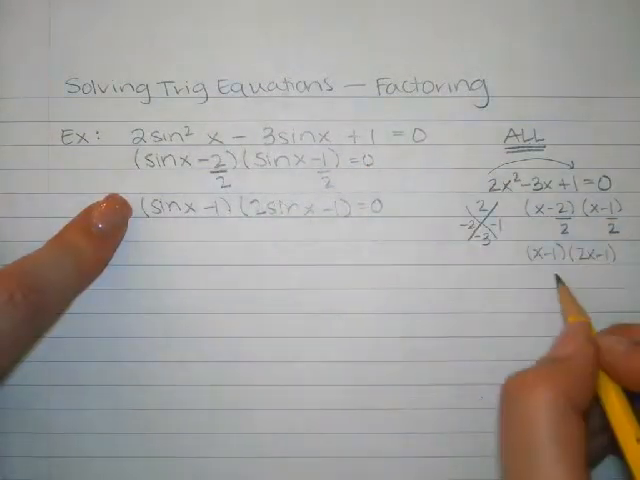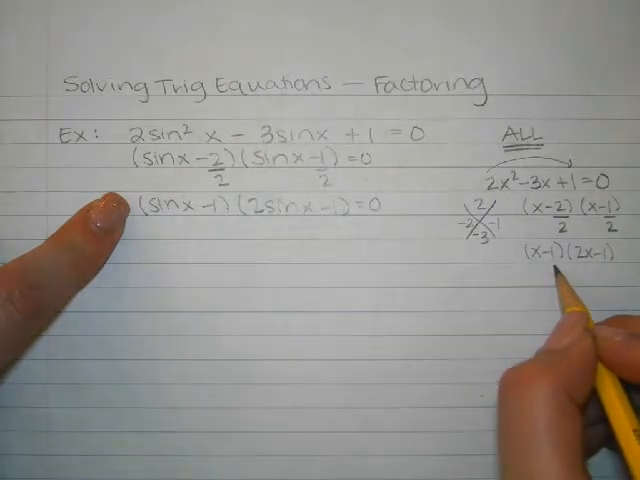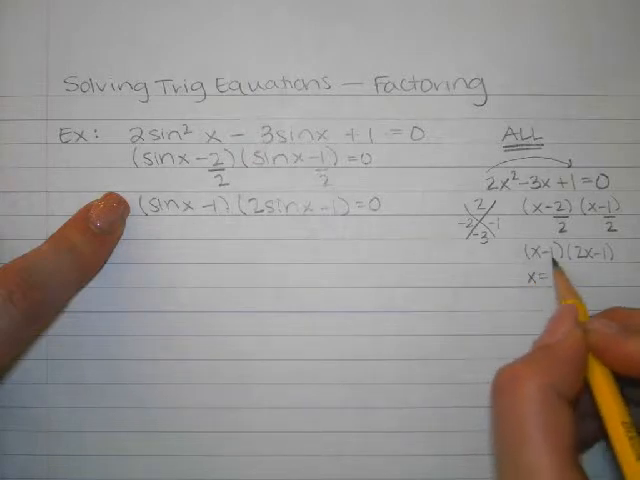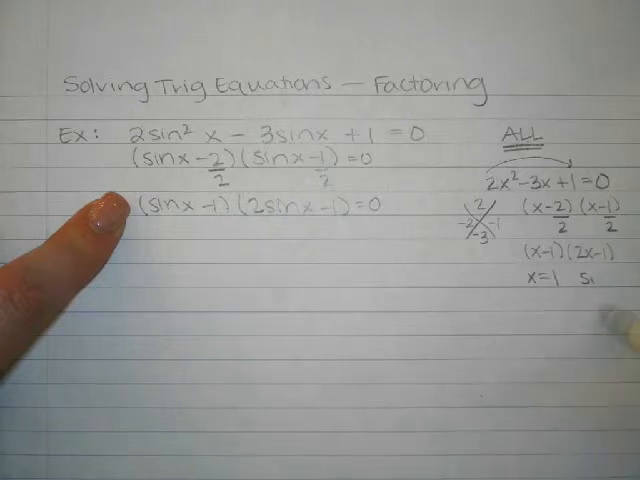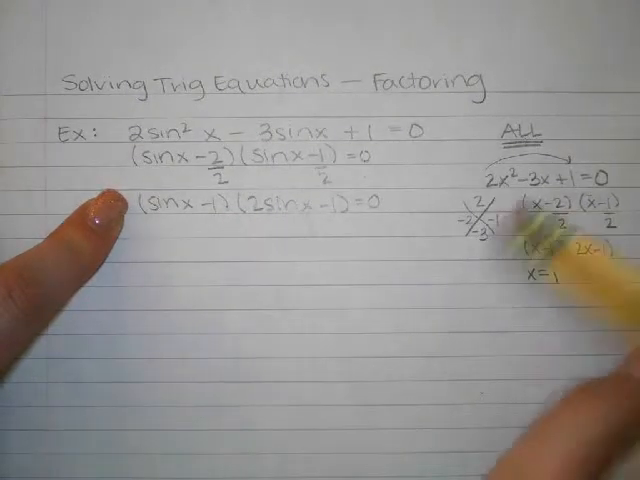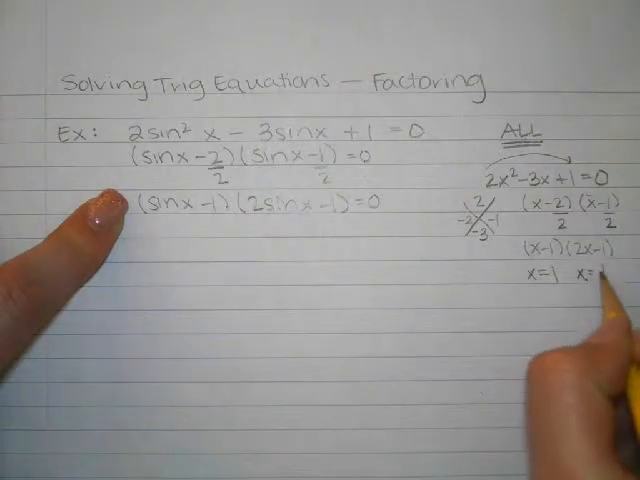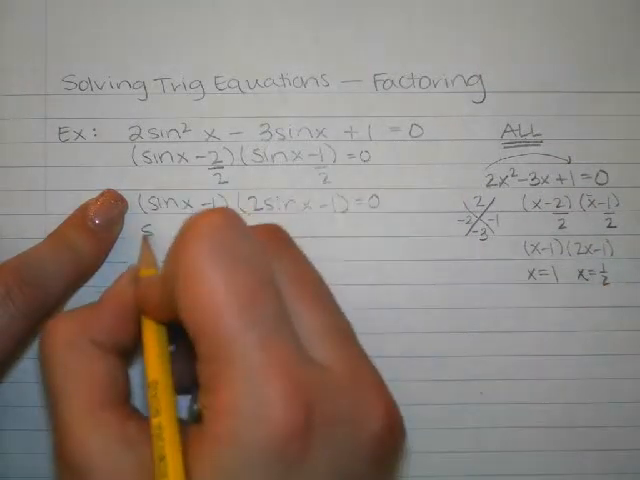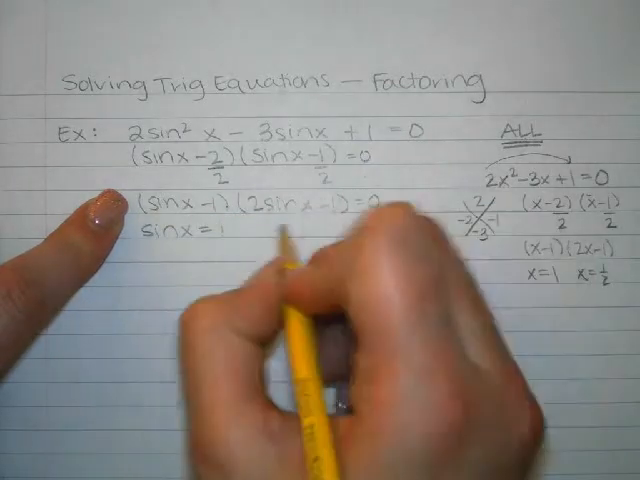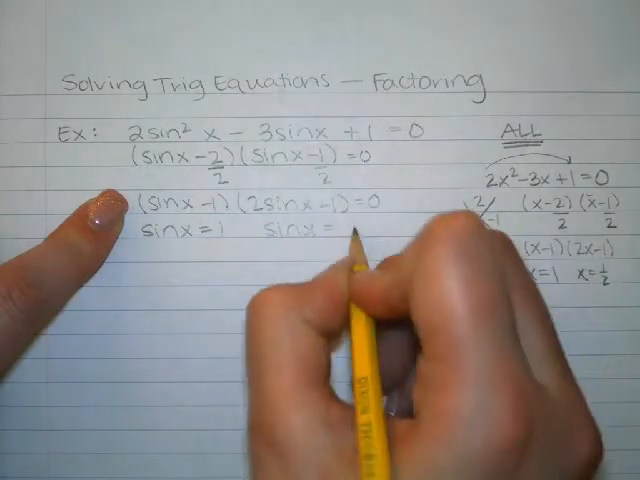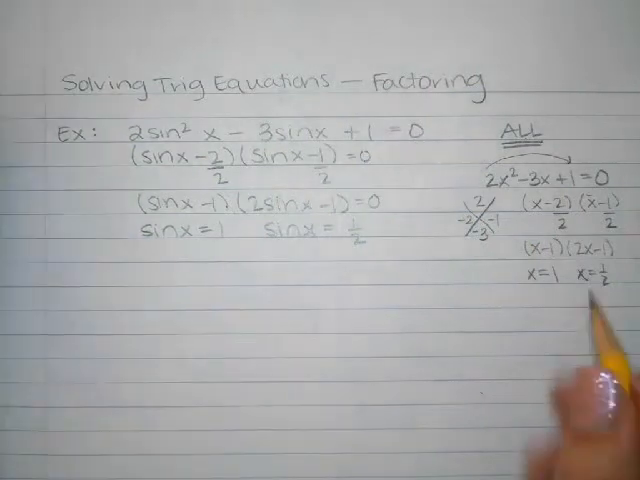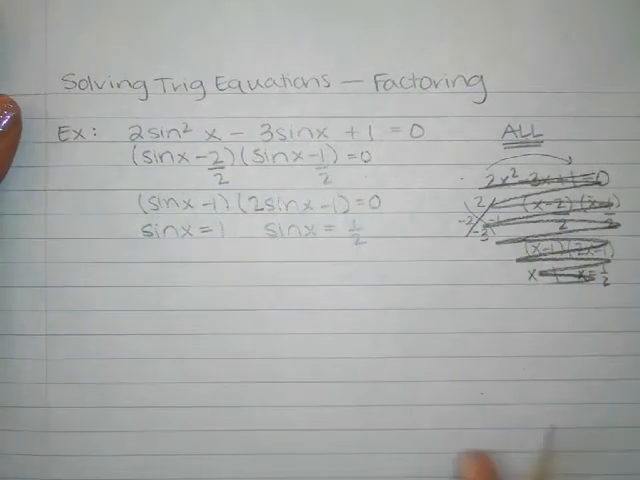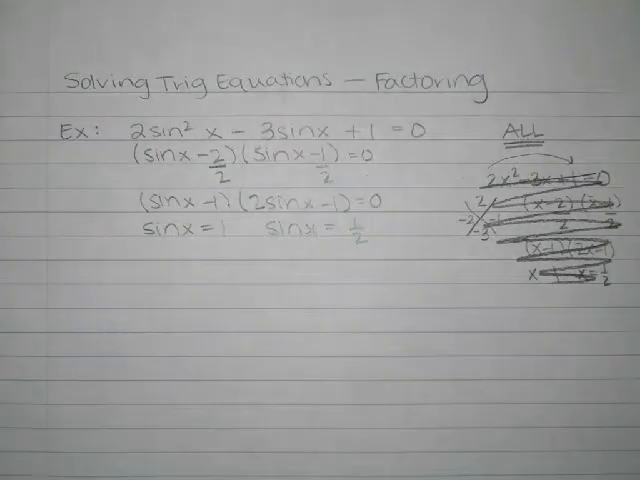Over here, what would we say x equals? x equals 1. And for the other one, we would say x equals 1/2. So that means over here we're going to say sine x equals 1, sine x equals 1/2. At this point I can scribble all this out because I'm done with that part. It helped me think through the problem, but it is not the answer.